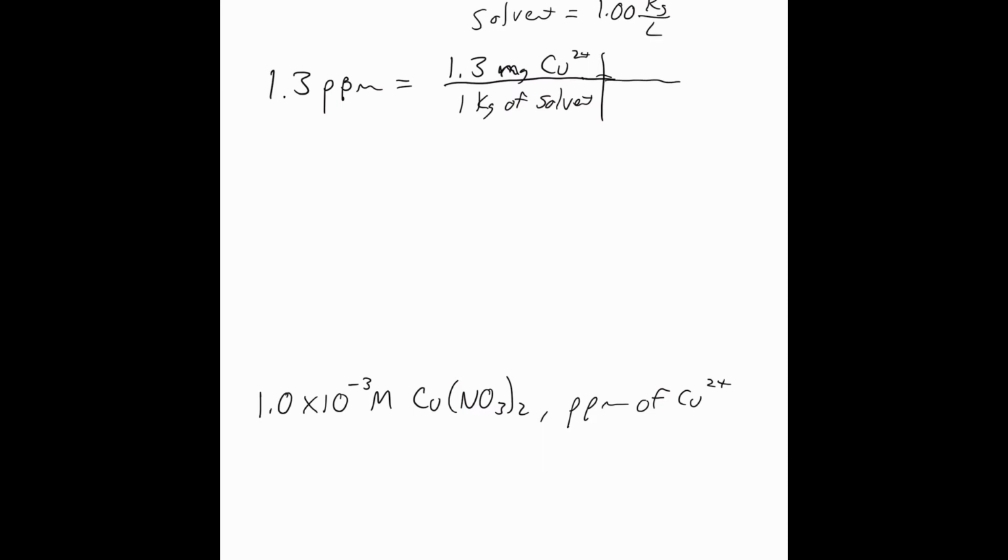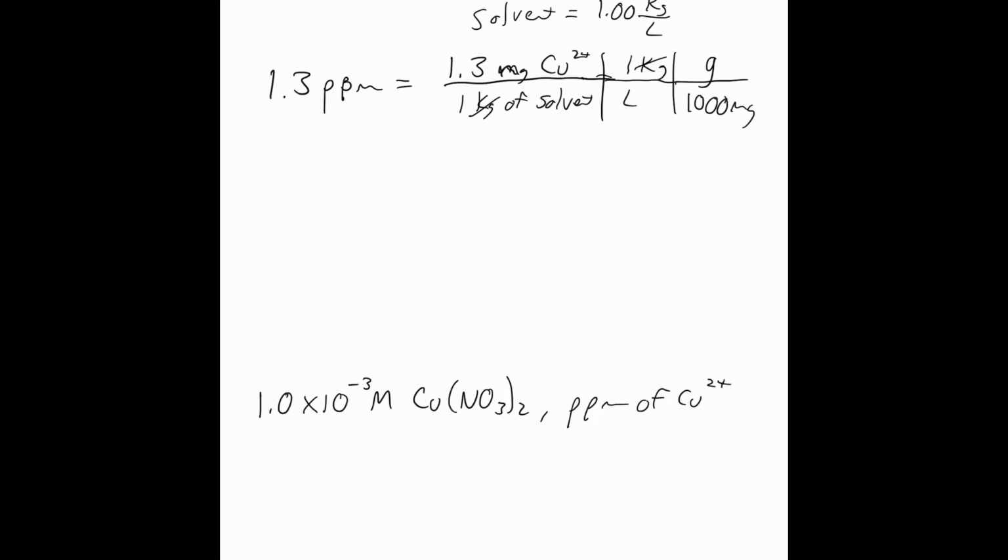So if we multiply by the density, we would get rid of our kilograms, and now we have it in milligrams per liter. Okay, and then I'm going to go ahead and convert it to grams, so it's 1,000.